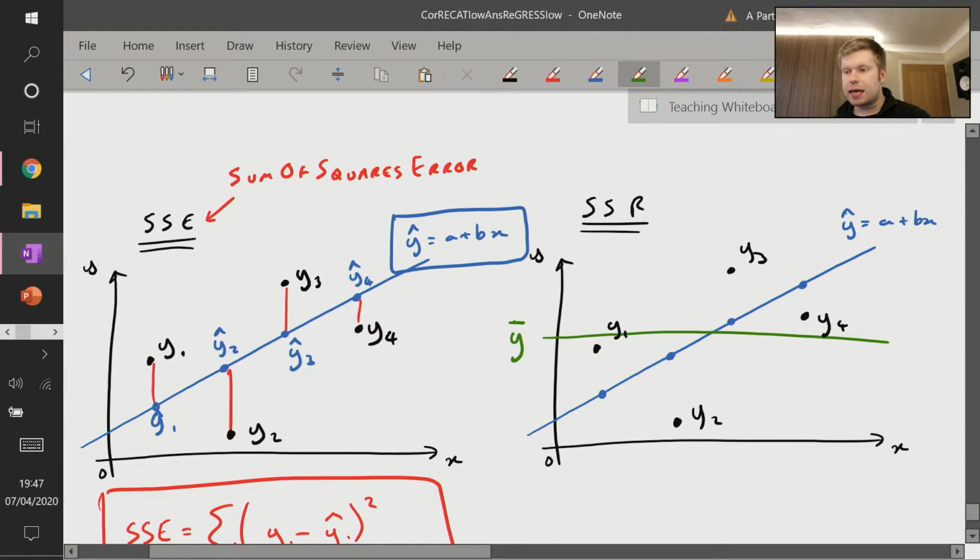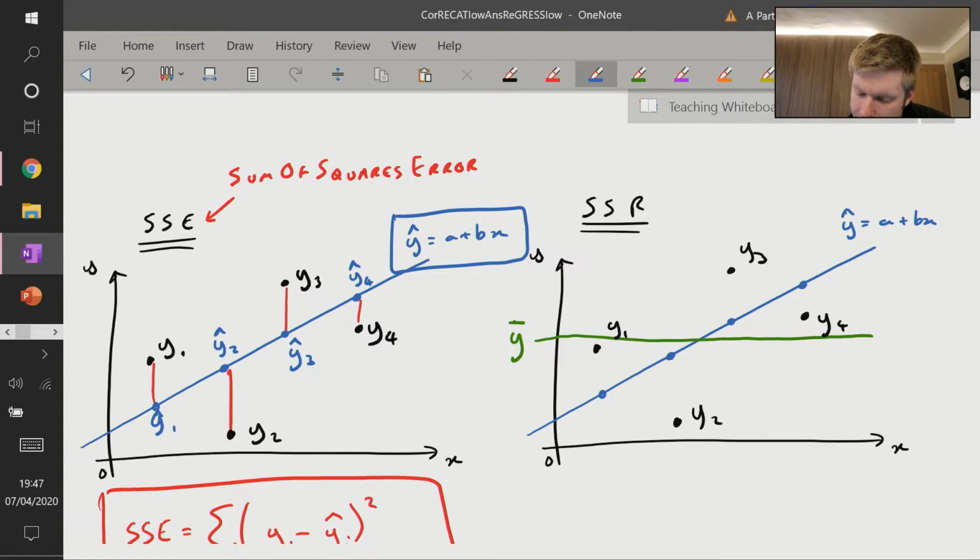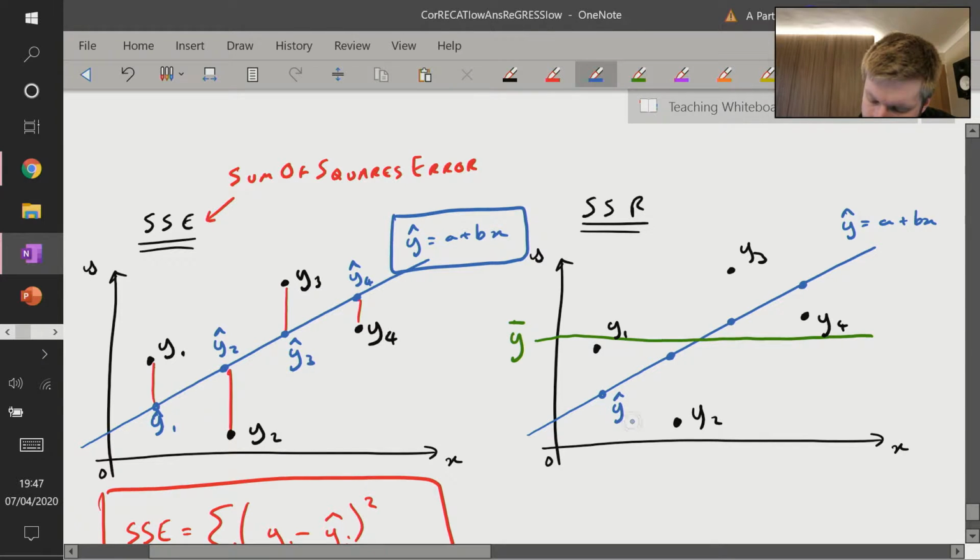That is the mean of my y values, the mean of my dependent variables. What I'm going to do then is look at the difference between my estimated values, that'd be y hat 1, y hat 2, y hat 3, etc., and where the values actually lie.